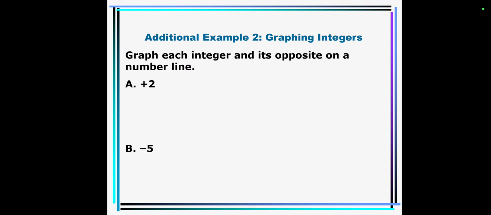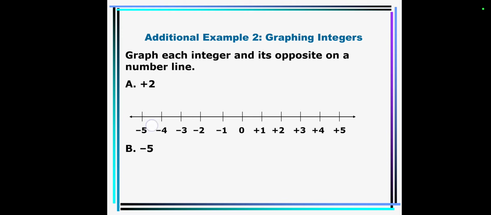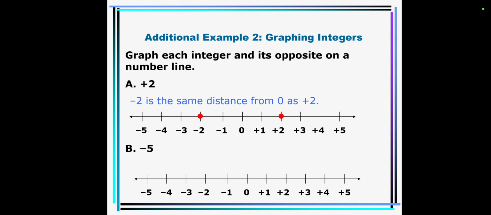Graph each integer and its opposite on a number line. So how are we going to graph that one? You can see there is positive 2. What is the opposite of positive 2? The answer is negative 2. Okay? How about negative 5? So, point the negative 5 there. And then, what is the opposite of negative 5? Of course, it's positive 5.